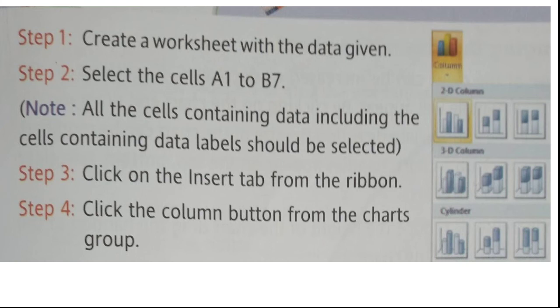Then the third step is to click on the Insert tab from the ribbon. In the ribbons above you can see a tab called Insert. You have to select that. Then click the Column button from the Chart group. In the Insert ribbon you can find the Column button in the Chart group. You have to select it.